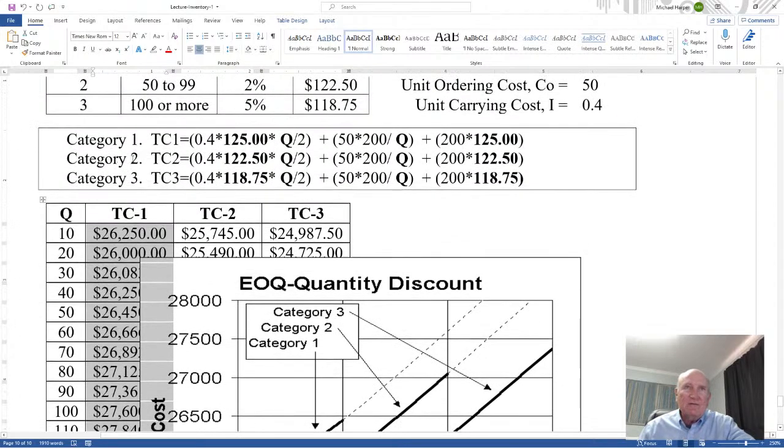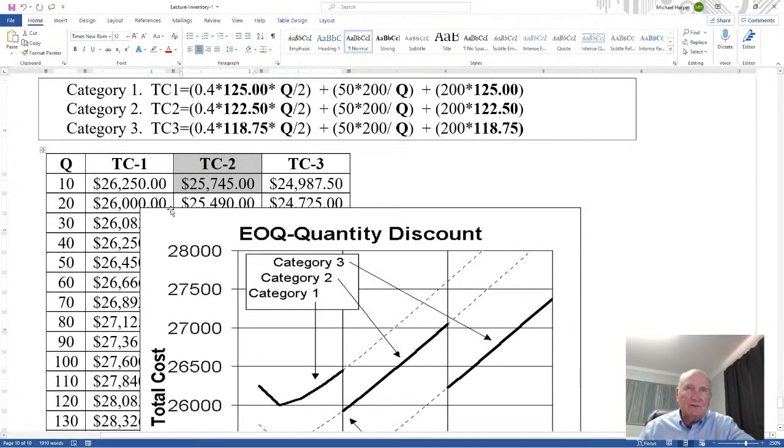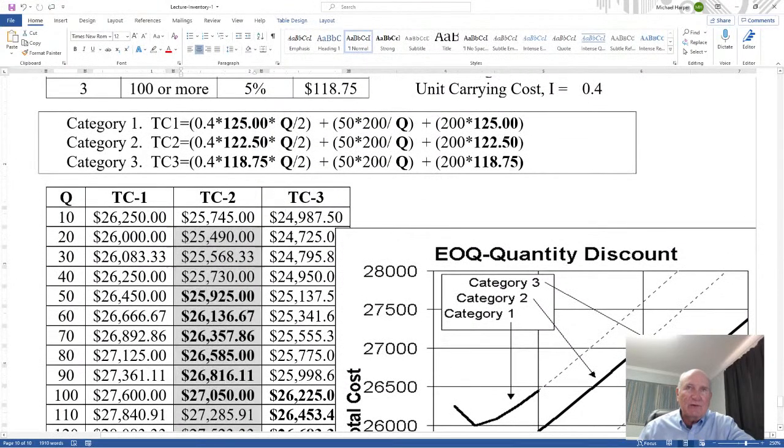I do the same thing for the second category. I use 122.50 instead of 125. And I let Q vary between 10 and 150. And I calculated all of my second categories all the way down. Okay. In other words, if I move this out of the way, then here they all are. There's for category 2. I do the same thing for category 3.